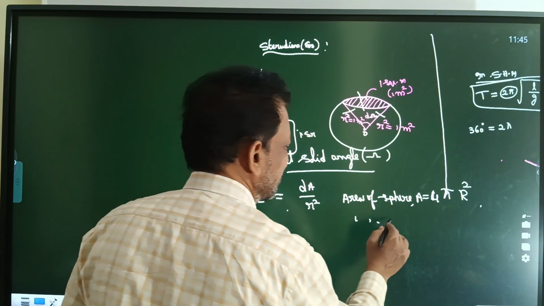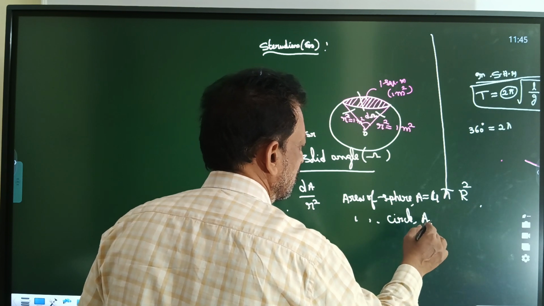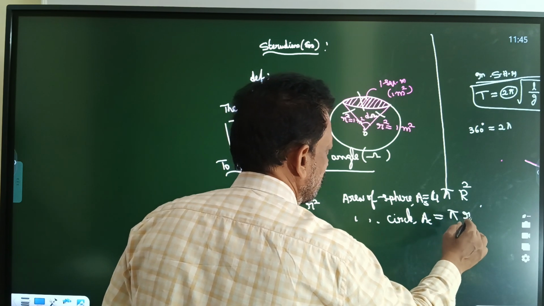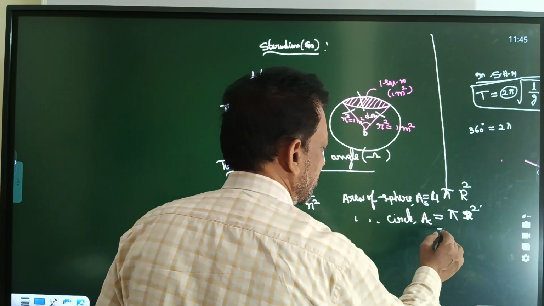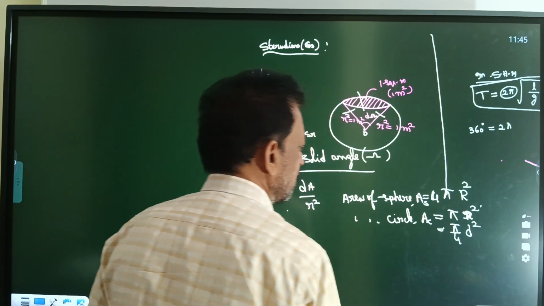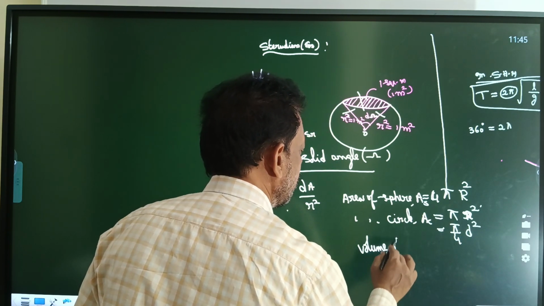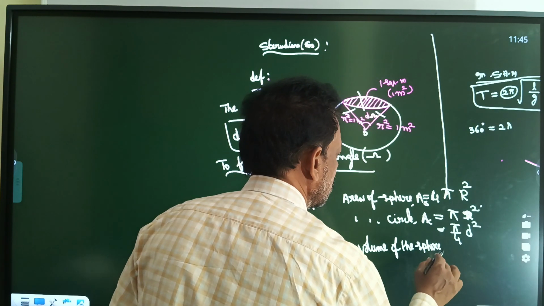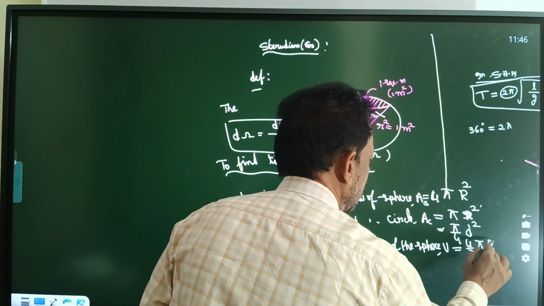What is the area of a circle? Circle, I can put C, I can put S. That is equal to pi r square. In terms of radius, pi r square; in terms of diameter, pi by 4 d square. So what is the volume of this sphere? Volume of the sphere, V, is equal to 4 by 3 pi r cube.